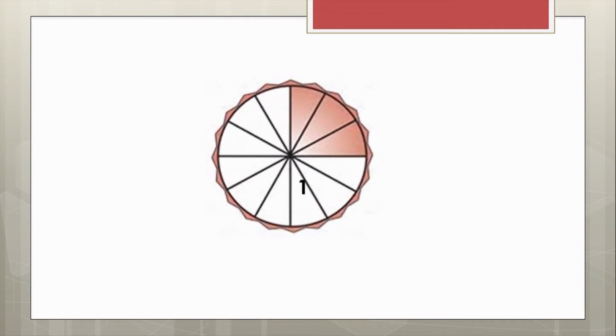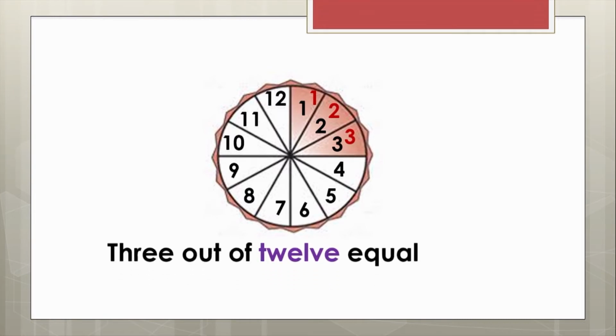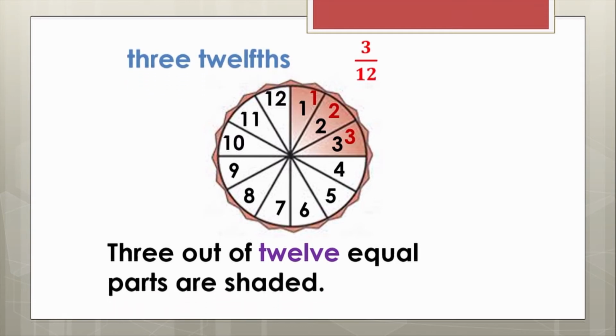All right, so let's count again. 1, 2, 3, 4, 5, 6, 7, 8, 9, 10, 11, 12. So this is our pizza. Let's count the shaded area now. 1, 2, 3. So what is the portion that Star ate? Star ate 3 out of 12 equal parts. So Star ate 3/12 of the pizza.